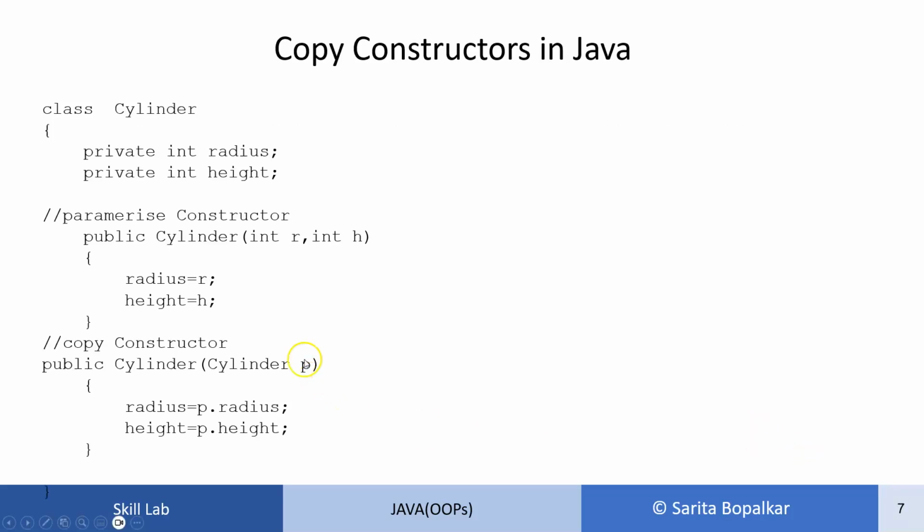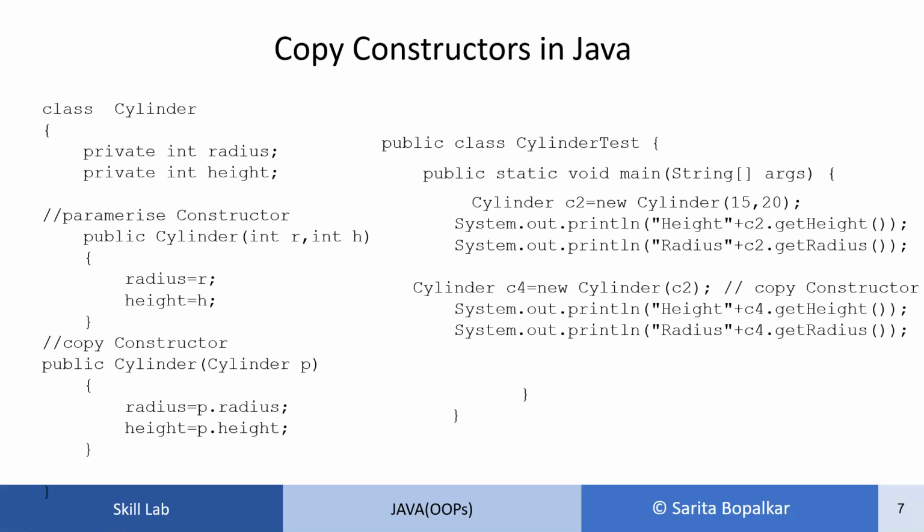We all know about this. This one is the parameterized constructor. This is the Cylinder class, same as the previous. Now I will create a copy constructor. For the copy constructor, the syntax is the same name of the class, Cylinder, and in the brackets again the name of your class and P. So P is an object, it will get the object values.